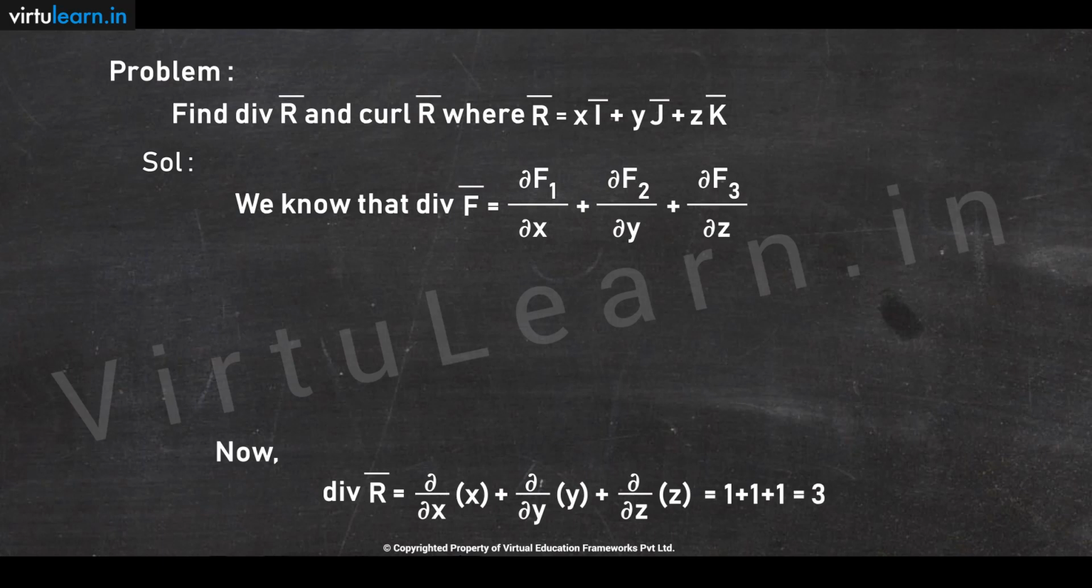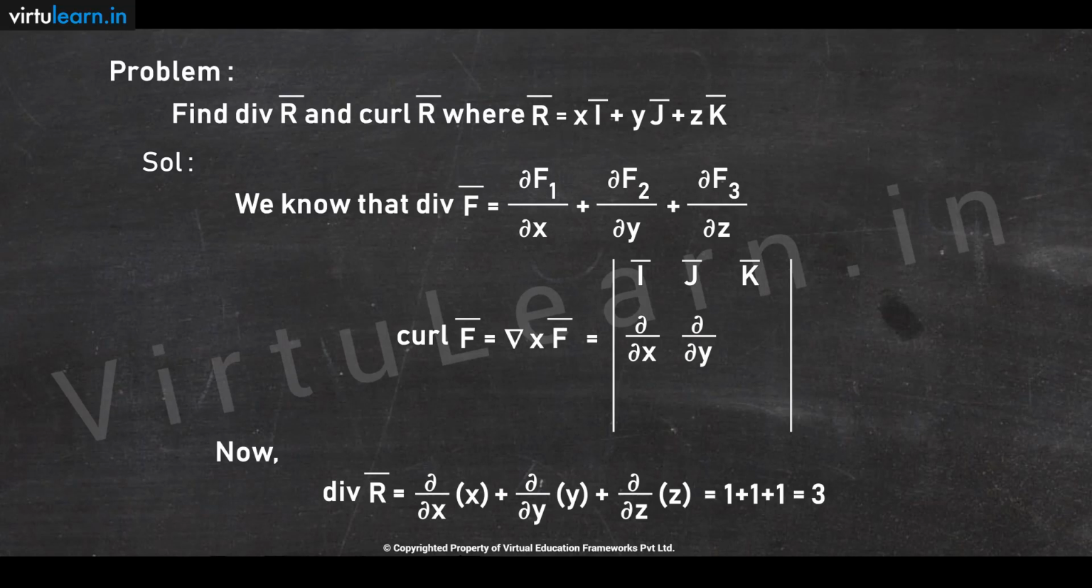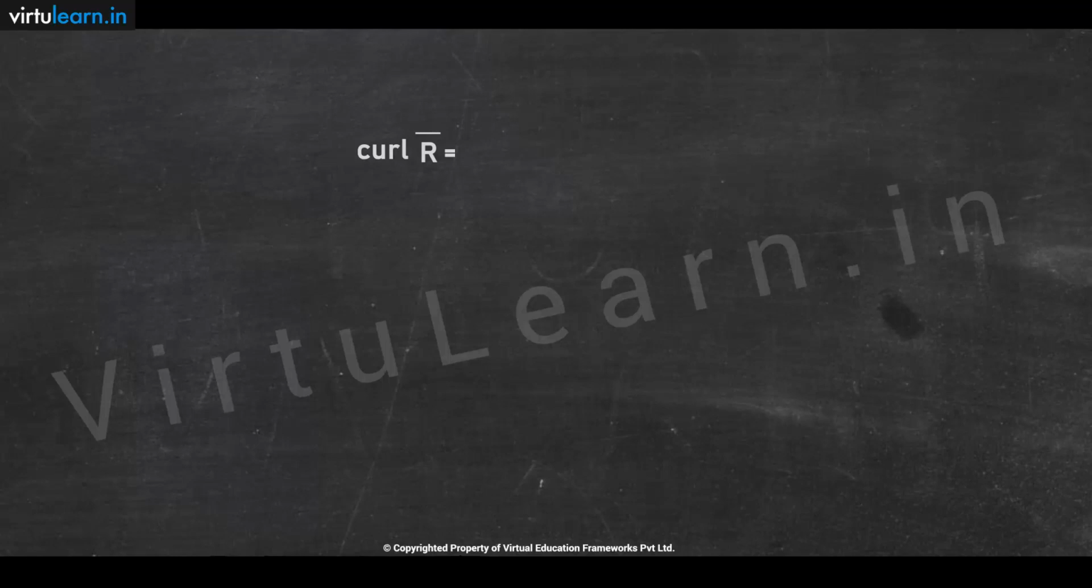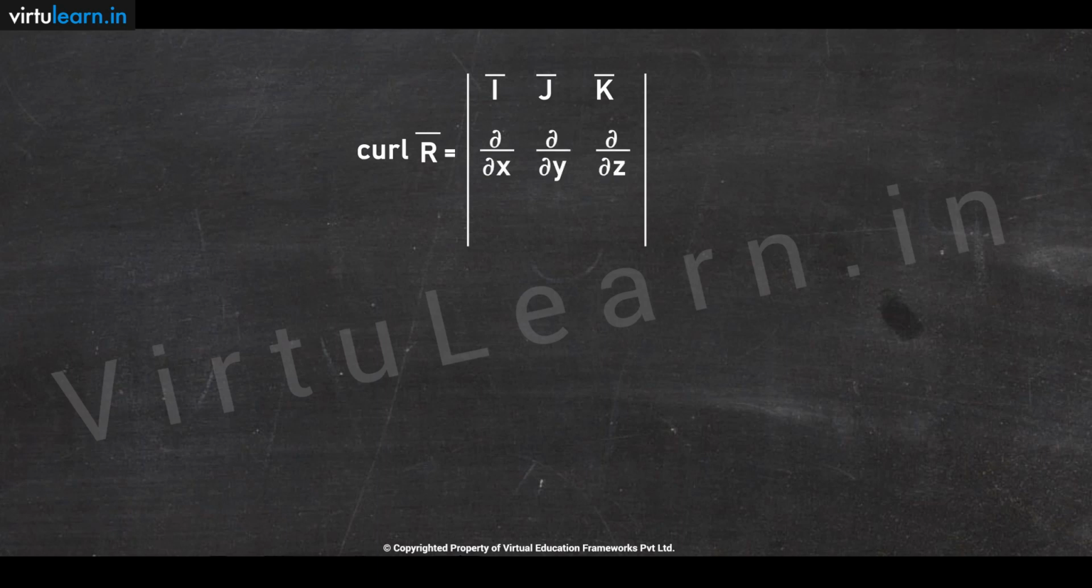We also know that curl of f bar is the determinant with elements row wise i bar, j bar, k bar; the differential operators dou by dou x, dou by dou y, dou by dou z; and then the components f1, f2, f3. So, curl of R bar becomes the determinant with elements row wise i bar, j bar, k bar, dou by dou x, dou by dou y, dou by dou z, the operators in the second line, and the third line, the components x, y, z.